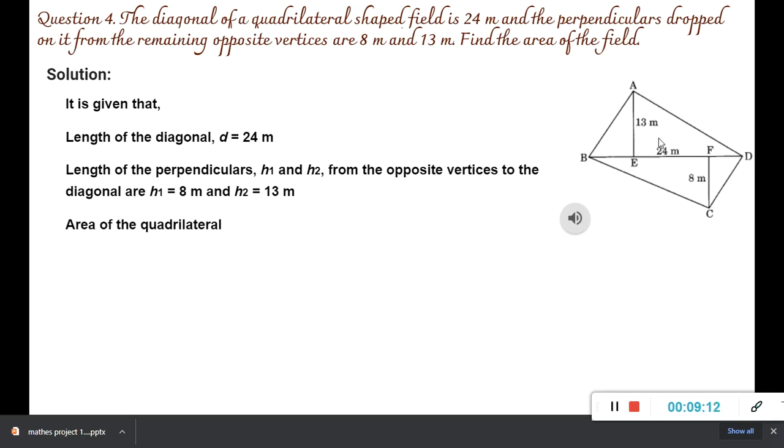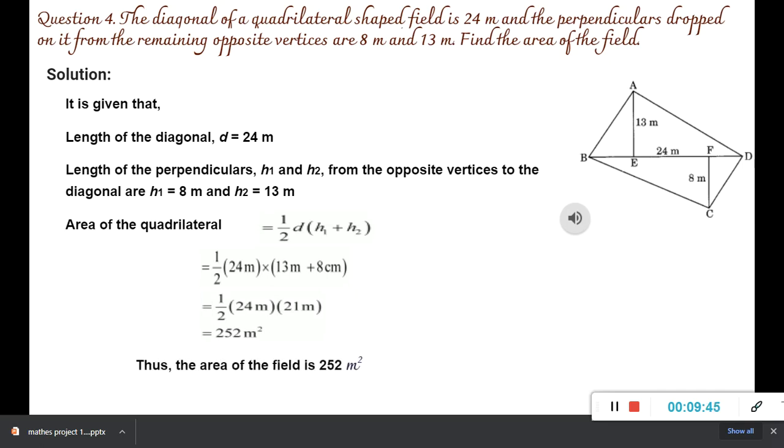Okay. So what is the area of the quadrilateral? Half into D into H1 plus H2. D here is the diagonal, and H1 and H2 are the other two perpendiculars, meaning heights. So here we can take half into D, that is 24, into H1 plus H2, 13 plus 8. So 1 upon 2 into 24 into 21. In 24, 12 times. So 12 into 21 is equal to 252 meter square. So the area of the field is 252 meter square. Okay.